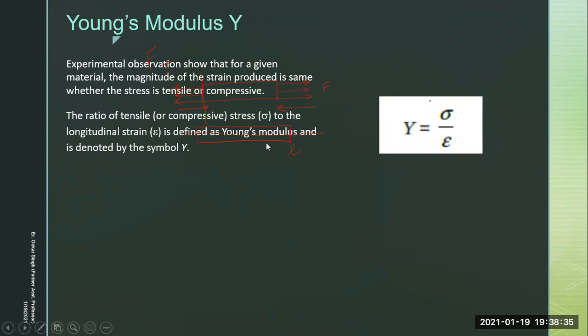Now the ratio of tensile or compressive stress, both of which are known as normal stress, to the longitudinal strain is defined as Young's modulus and is denoted by Y. It is a very, very important parameter in design of materials. When we choose the material, Young's modulus matters.